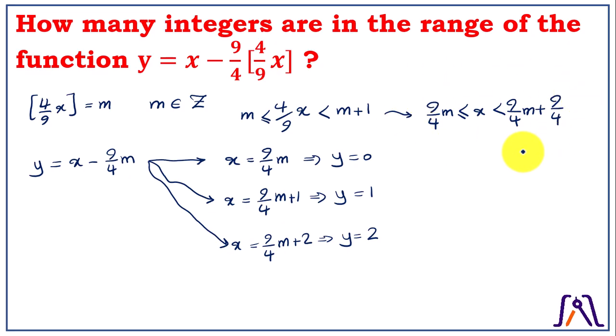Also, for any other value of x in this interval that isn't in the form of 9/4 of m plus an integer, the output y will not be an integer. So all in all, this function has 3 possible integer outputs: 0, 1, and 2.